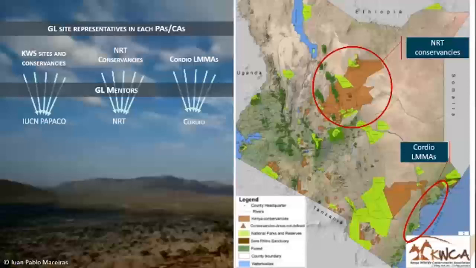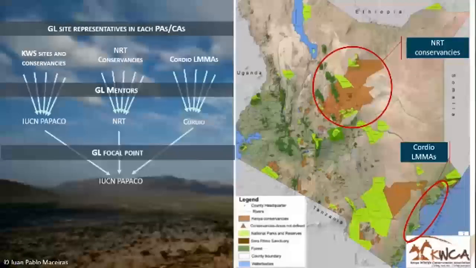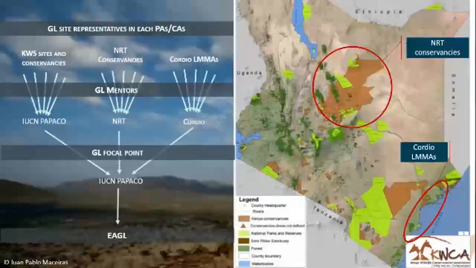So this is not adding more work on their shoulders, it's just rewarding the work they are already doing in supporting these areas. So these mentors from NRT and from CORDIO are supporting the NRT conservancies or the CORDIO sites through their journey. And when their application is ready, they will submit it to the Green List focal point, who is the person coordinating all the process at national level and preparing all these applications for the EAGL to then be able to review them and to provide their assessment.